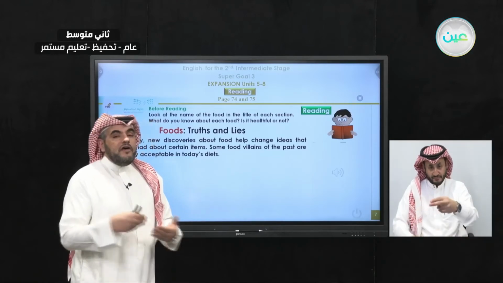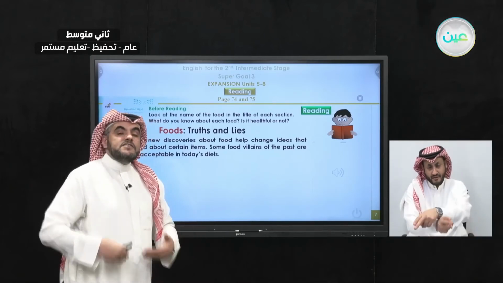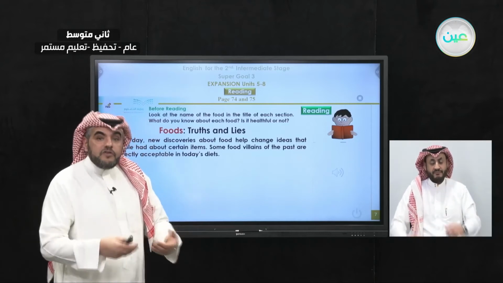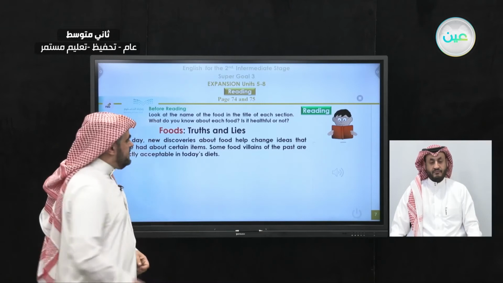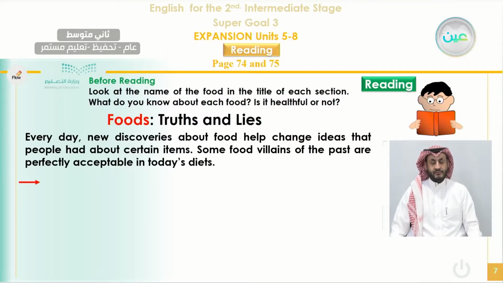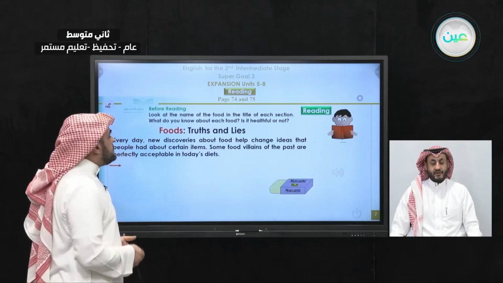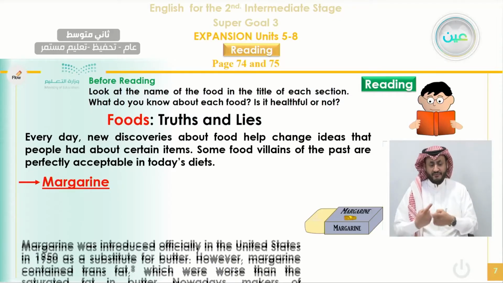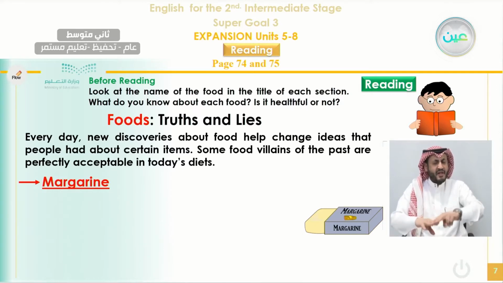But now this concept, or this idea, has changed. It has changed into a good thing. So these foods are considered good for our body. Before we start reading and explaining about these kinds of food, let's listen to the first one here. That's margarine. What's margarine, and what's the effect that margarine has on our body? Let's listen, then we'll explain what margarine is.